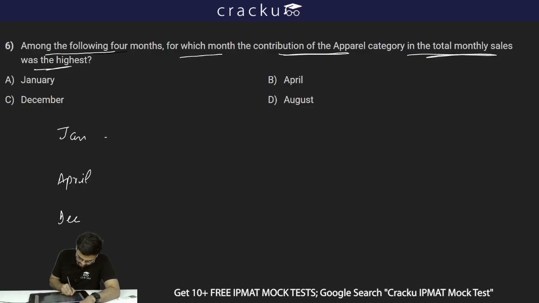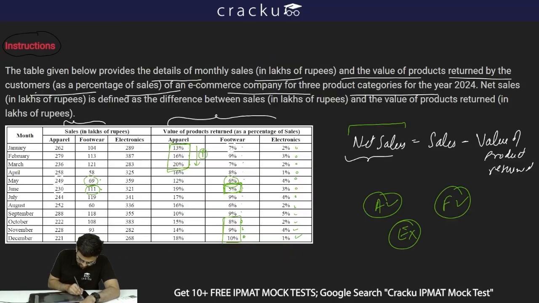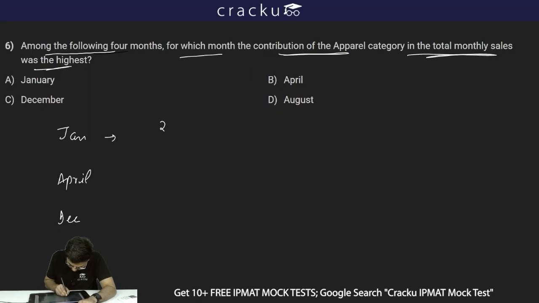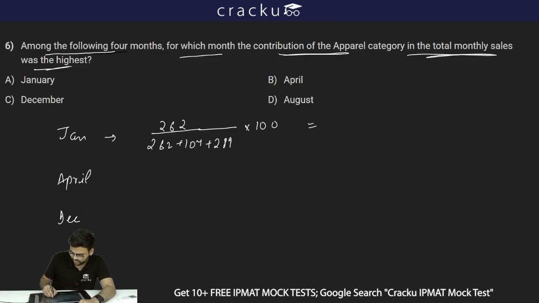Okay, let me just calculate for January first. For January, the contribution from apparel is 262, and the total is 262 plus 104 plus 289. So this will come out as 262 divided by 655 into 100, which is equal to 40%. So in January, there is 40% being contributed by the apparel brand.